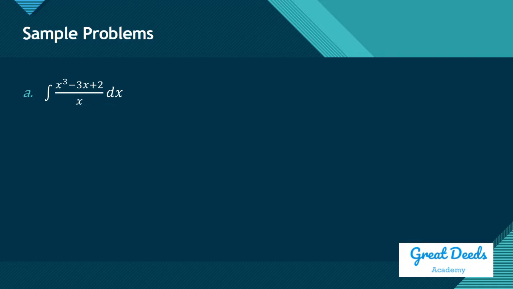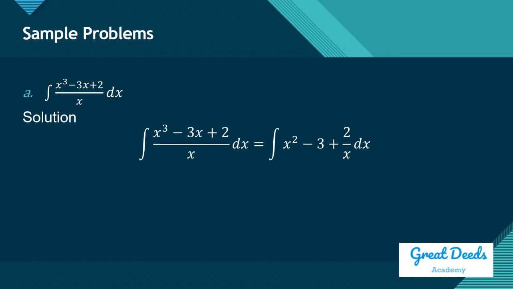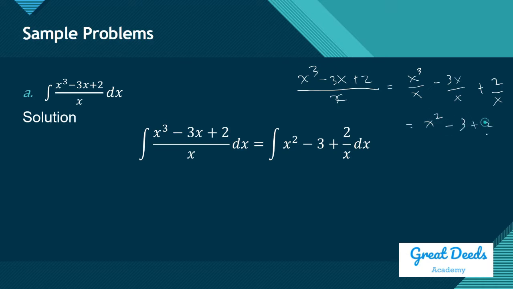So what you can do here is separate this rational function into three separate terms. Look at that. Why did it become the integral of x squared minus 3 plus 2 over x dx? Well, we just divided each term, and so this is equal to x squared minus 3 plus 2 over x.